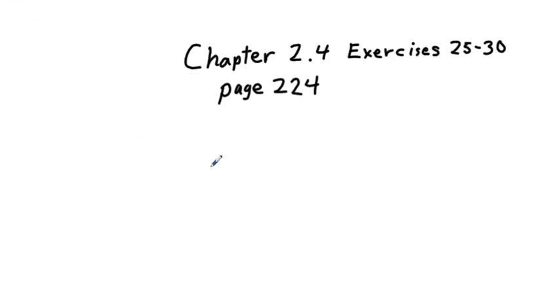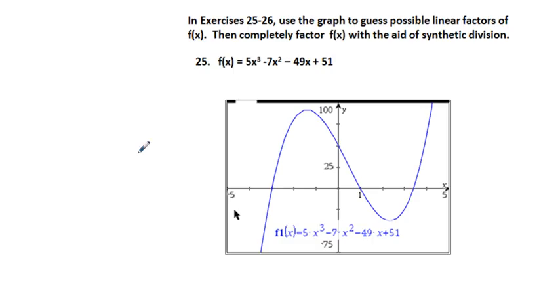Chapter 2.4, exercises 25 through 30, page 224. This is section 2.4 again, where we're working with real zeros of polynomial functions. In exercises 25 to 26, use the graph to guess possible linear factors of f of x, then completely factor f of x with the aid of synthetic division.